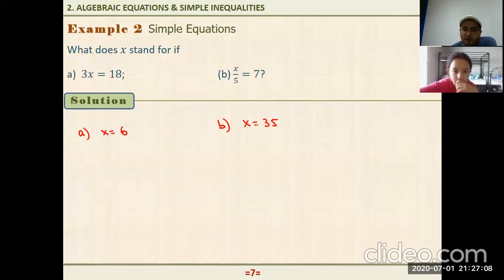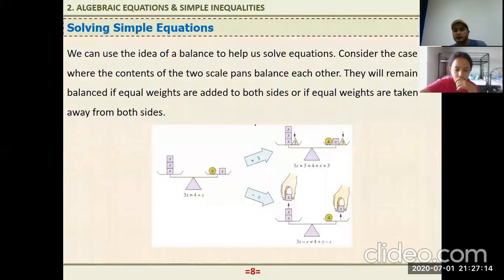That's why now we are going to develop a technique for how to solve this kind of equation. So now, solving simple equations. Maybe you know this, but here we are talking about those techniques. We can use the idea of a balance to help us solve equations. It's like a scale, right? Here we have a balance, these are 2 scale pans of this balance.